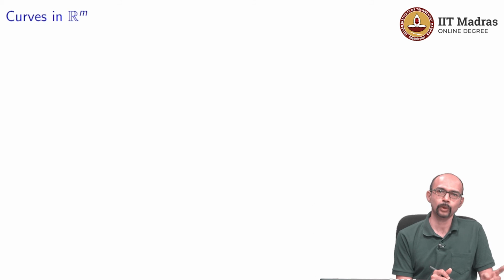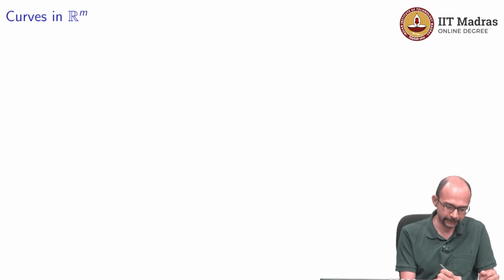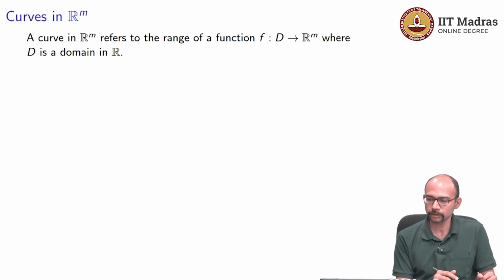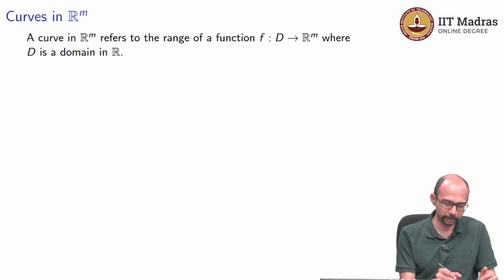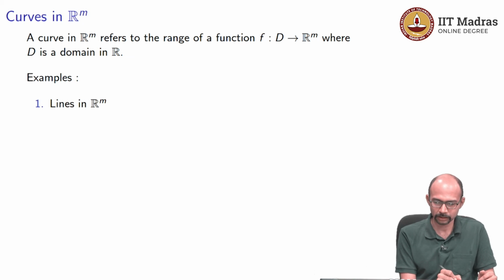So, that leaves us with one case, which is n is equal to 1 and m is bigger than 1. That is exactly this case here called curves in Rm. Okay. So, a curve in Rm refers to the range of a function f from D to Rm, where D is a domain in R. So, it is a function from some subset of R to Rm. So, we have seen such examples before. So, just to recall, let us look at lines in Rm. So, for example, if you have a line in R2, that is an example of a curve.